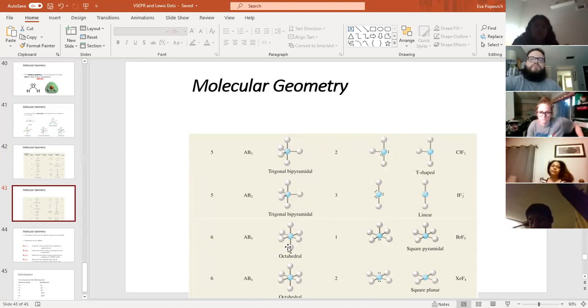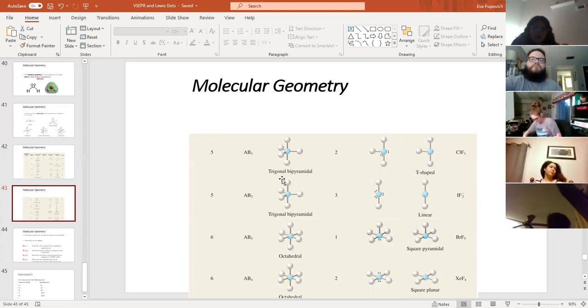When we put the dots, what's the reason? The reason is you have a lone pair. A lone pair is occupying one of the electronic positions. Because it's a lone pair, Veronica, you can't see electrons. You can only see atoms. So that dictates that the shape changes a little bit.